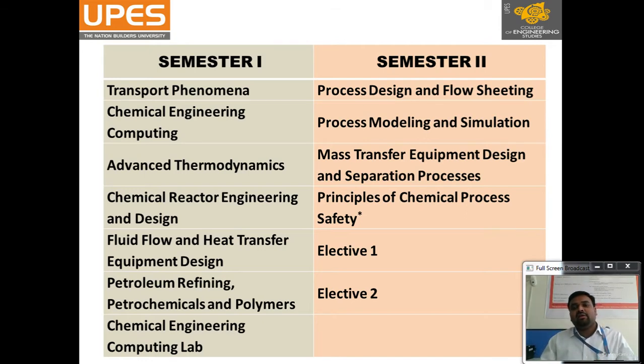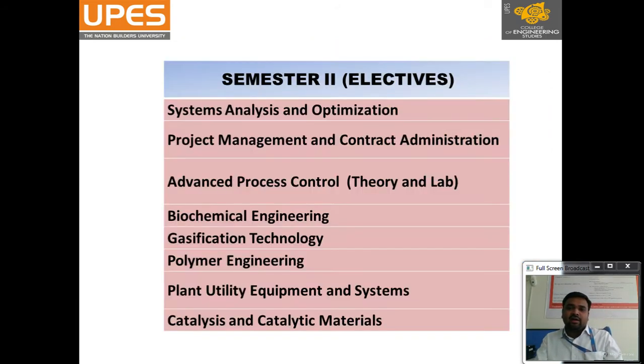Then we are having the next courses: process modeling and simulation, mass transfer equipment design and separation processes, and principles of chemical process safety. And in this semester we are offering two electives, and the various electives offered in semester 2 are systems analysis and optimization, project management and advanced process control.